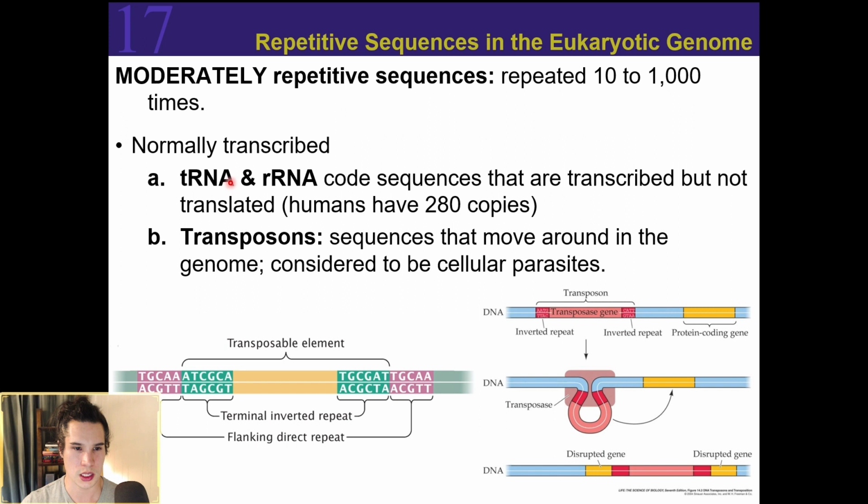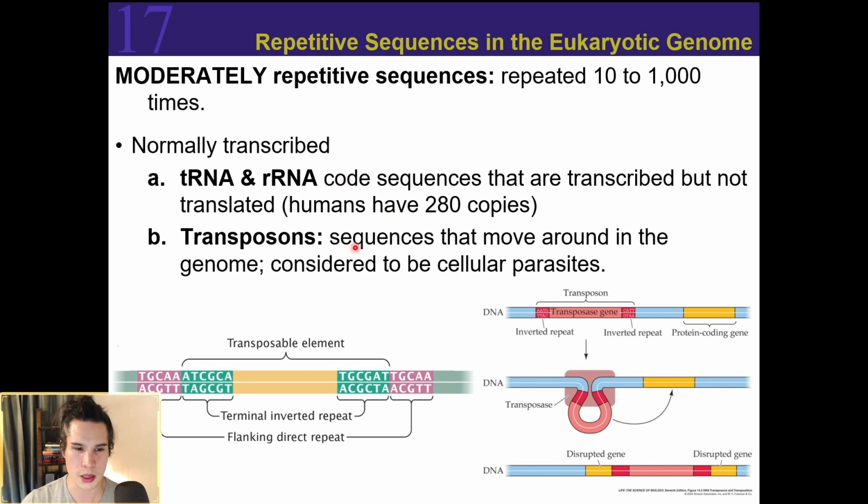We know that tRNA has the function of carrying amino acids to the ribosomes for translation, and we know that rRNA is going to be the substance that composes the majority of our ribosomes, which again, machinery, not necessarily coding. So transcribed but not translated. So these are going to be code sequences that are transcribed but not translated.